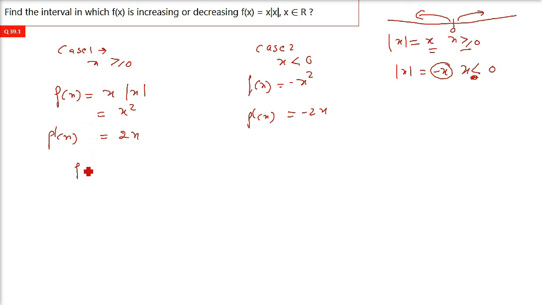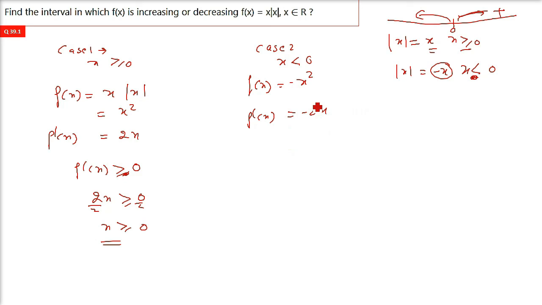Now this x should be greater than or equal to 0 because case 1 we have specifically taken, we are talking about x greater than 0. So f dash x should be greater than 0. The 2x should be greater than 0, or take the equality sign also. So x should be greater than or equal to 0 because we have divided both sides by 2 here. That is, we are talking about plus here.